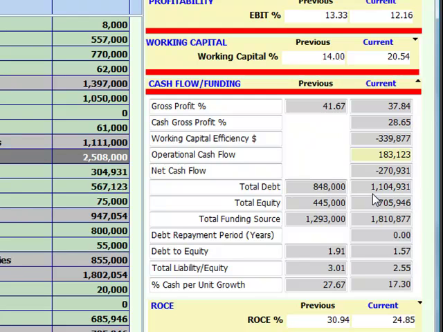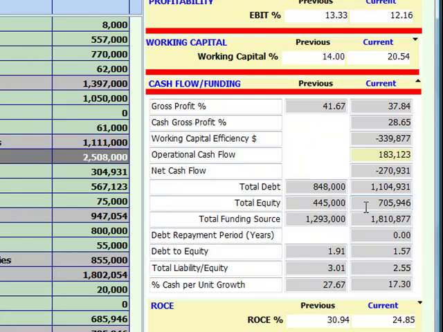The first principle is there are only two ways in which a business can be funded, any business, and that is through the combination of debt and equity. So the funding base in this business for the current period is sitting at about $1.8 million. And the combination that establishes that $1.8 million is debt of $1.1 million and $705,000 of equity.